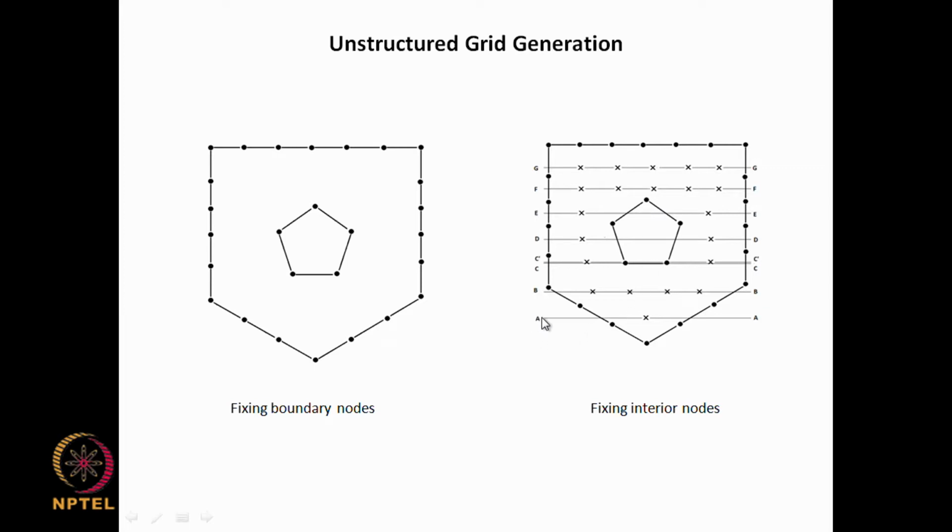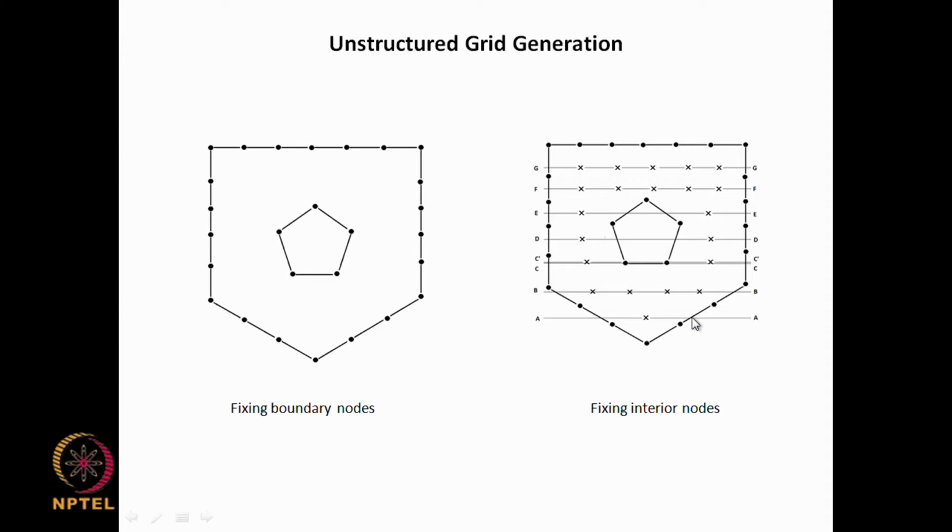Now, given this line, you can find out where this line is intersecting the boundary. For example, this line AA is intersecting the boundary at this point and at this point. Line BB is intersecting the boundary here and here. So, if you know the boundary equation, then you can find out where the point of intersection is.